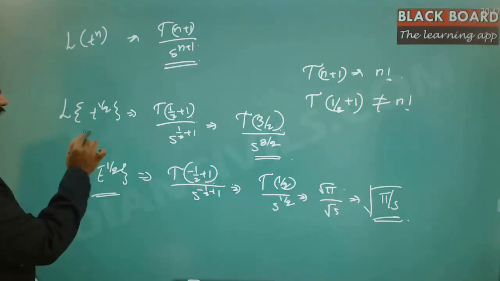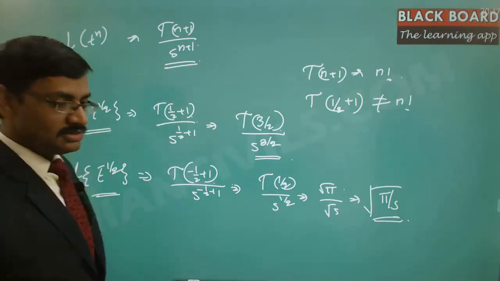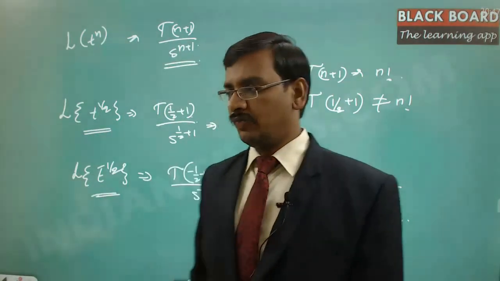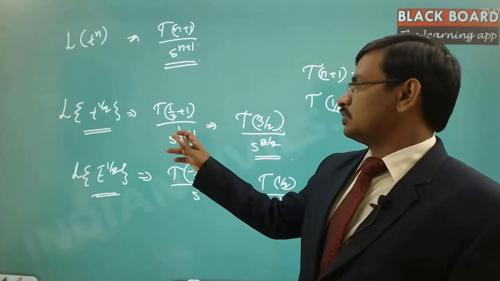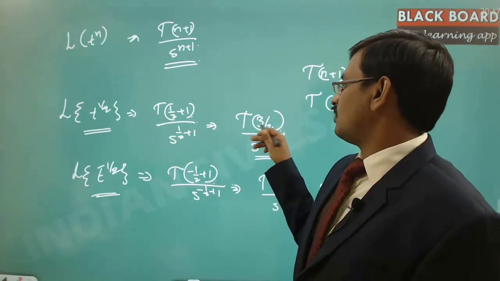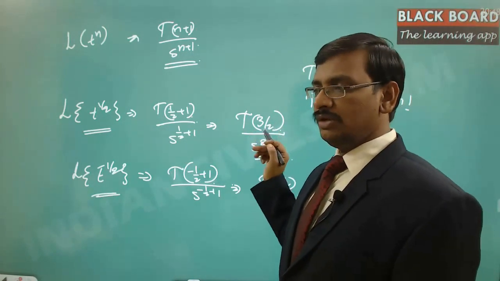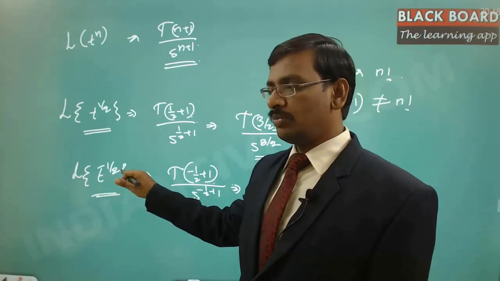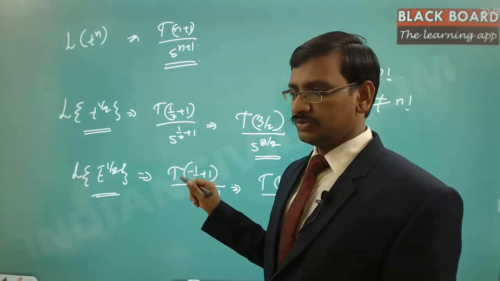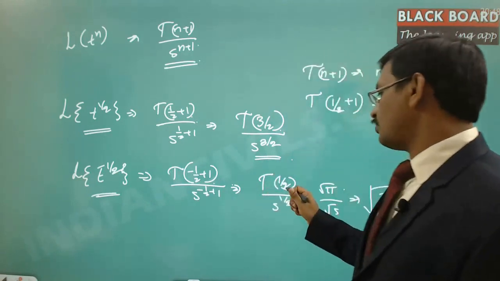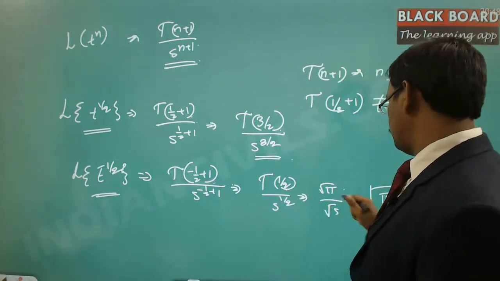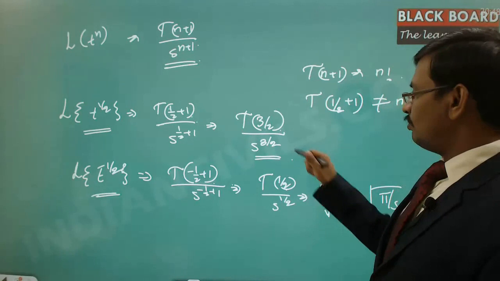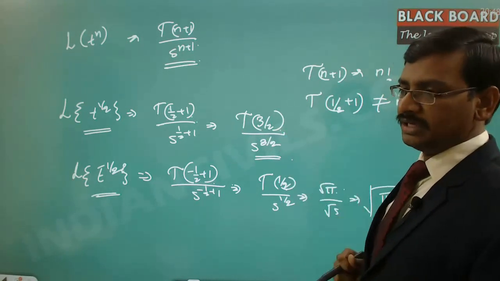So this is the value of the Laplace transform of t power minus 1 by 2. Got it? But we still haven't found the other value, because this integral is a little tougher. To solve it, we need to find gamma of 3 by 2. It is not as simple as t power minus 1 by 2, where we found the gamma function. For gamma of 1 by 2 we proved that it is root pi, but this value we cannot prove straight away.